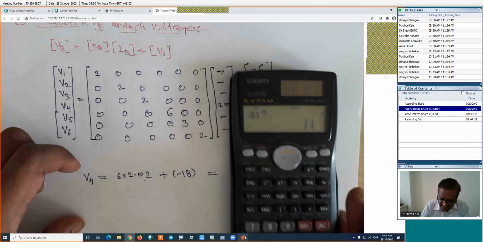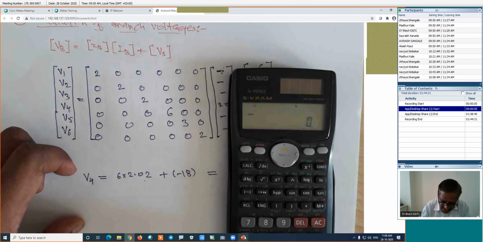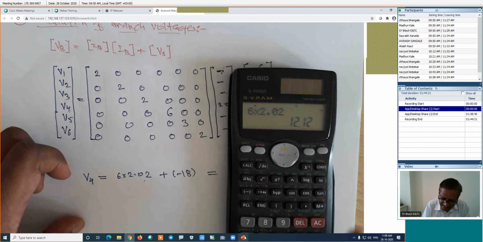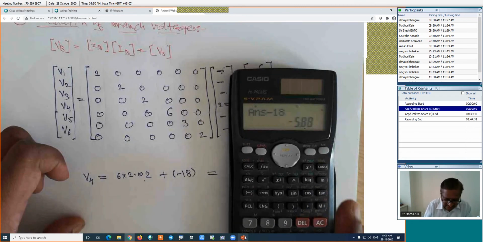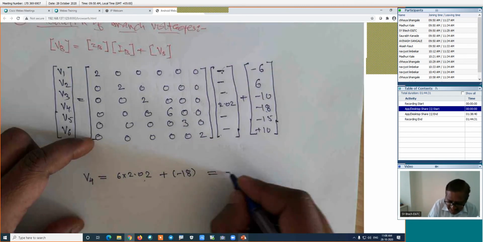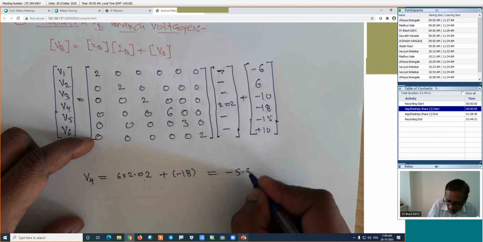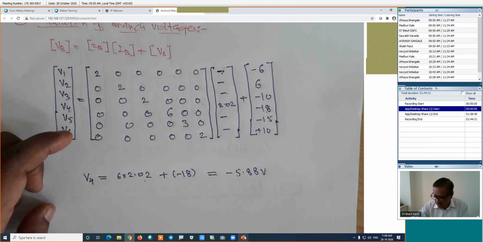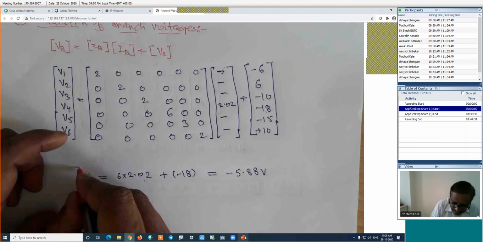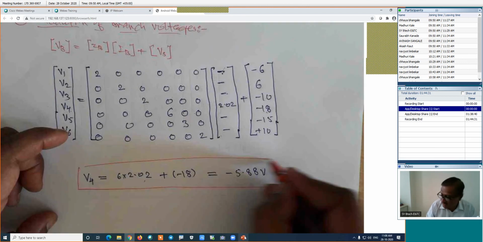I will work out that calculation. 6 into 2.02 is 12.12, minus 18. This value is minus 5.88. Minus 5.88 volts is the voltage across that 6 ohm branch. Is it right?